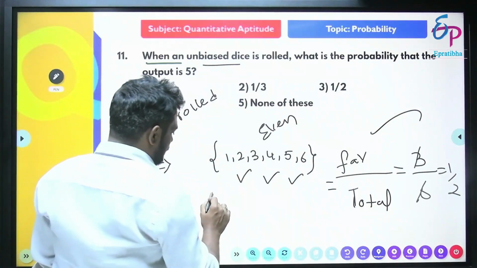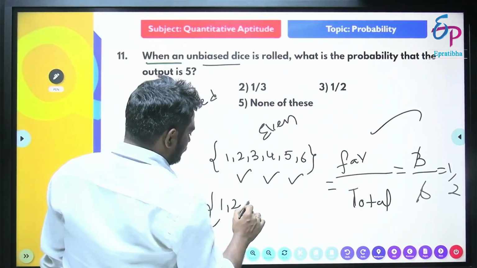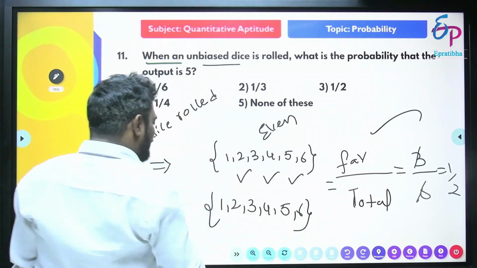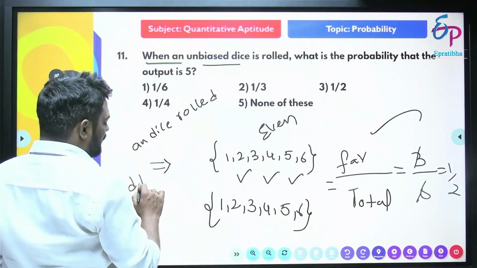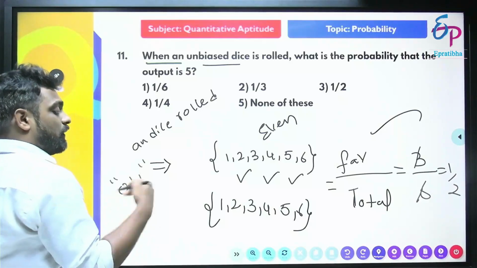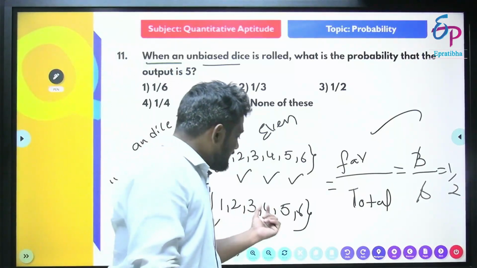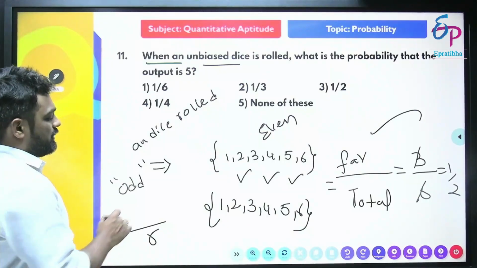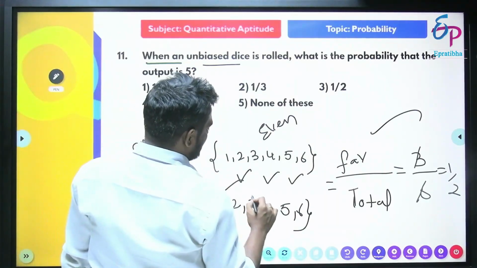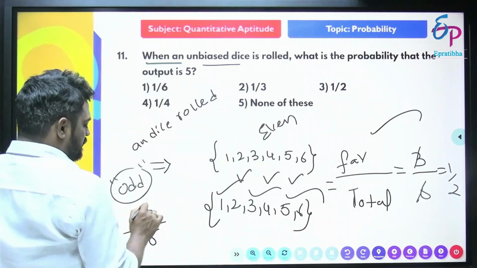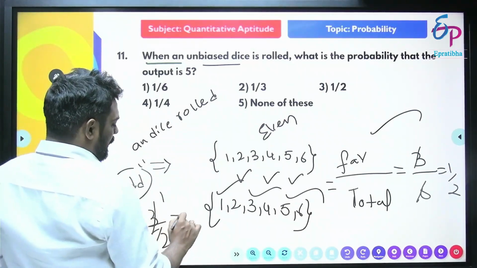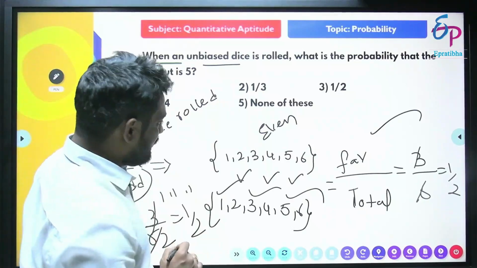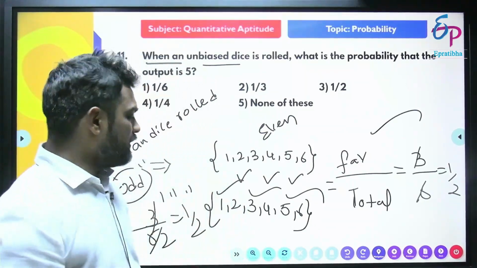Suppose we want the probability of getting an odd number if a single die is rolled. How many total outcomes are there? 6 is the total number of outcomes, and the total number of outcomes we write in the denominator. The odd numbers are 1, 3, 5. So 3 by 6 means 1 by 2 is the probability for the given question.